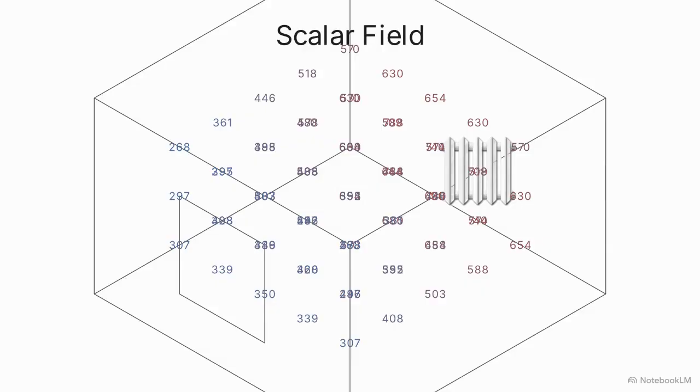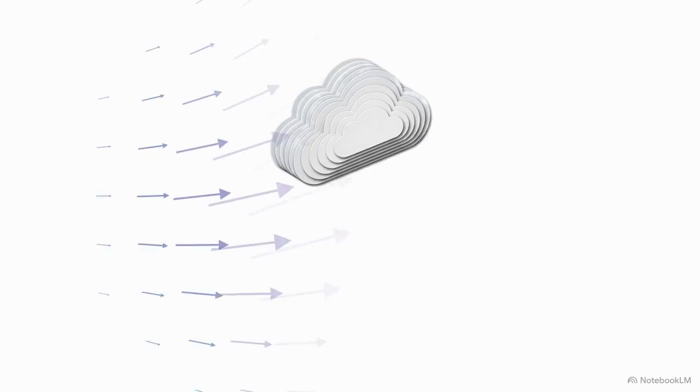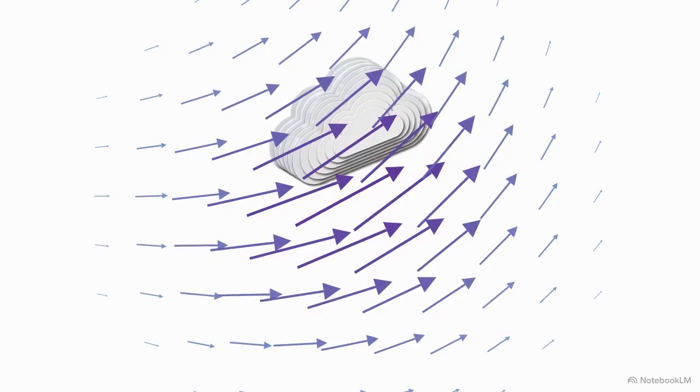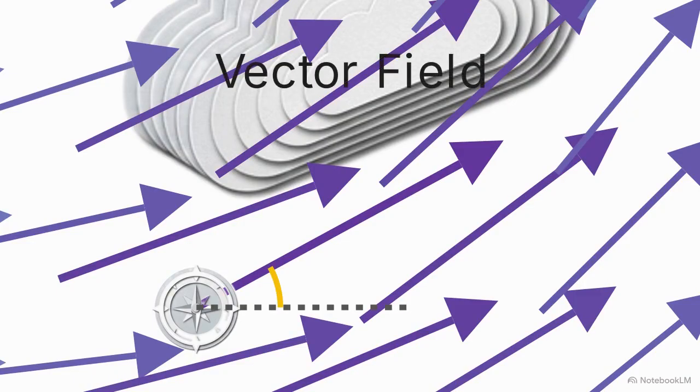But maps can hold more than just single numbers. Imagine stepping out of that static room and into the dynamic environment of a thunderstorm. To map the wind in this sky, a single number isn't enough. You need to know the speed of the wind, and you also need to know its specific direction. Because this map requires both magnitude and direction, it is called a vector field.